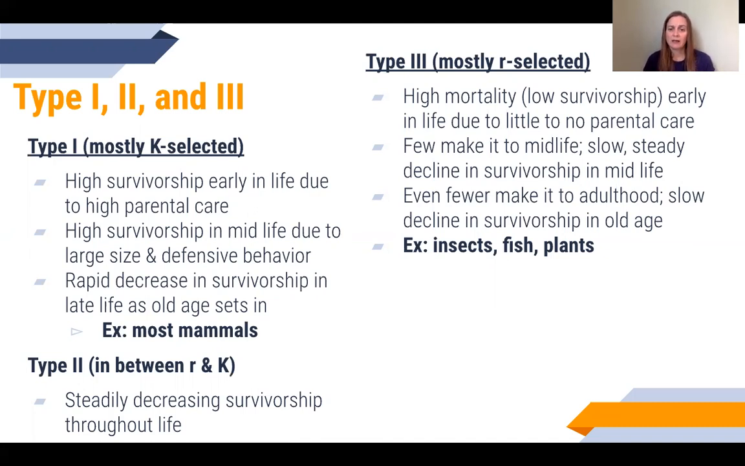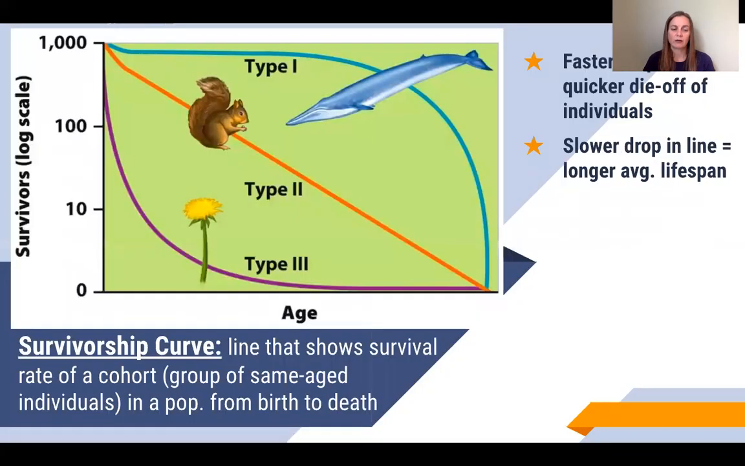And then in midlife, there's a steady, slow decline in survivorship, but very few of these organisms actually make it to adulthood, to reproductive maturity. And then there's that slow decline in survivorship in old age. So again, if we go back to our image, we can see that very many of them die off before ever reaching maturity. And then there's this slow, steady decline, and very few make it all the way to the end of their lifespan.